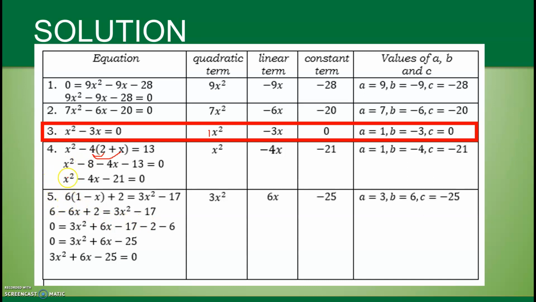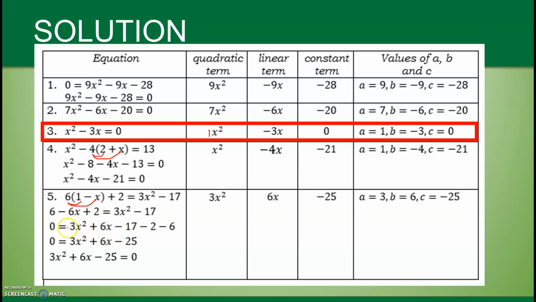Number 5 is still the same with number 4. You still have to multiply the 6, distribute it inside the parentheses. So 6 times 1, that's 6, and then 6 times negative x is negative 6x plus 2. Just copy the rest of the terms. Now, if you notice, we can combine 6 and 2, right? But what I did here is I didn't combine it yet, and I take note that the quadratic term, or the one with the exponent of 2, is already positive. So my goal is to keep it there, and I transfer the other terms to the other side of the equation, and then change the sign.